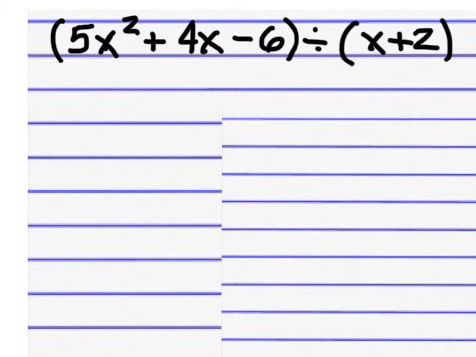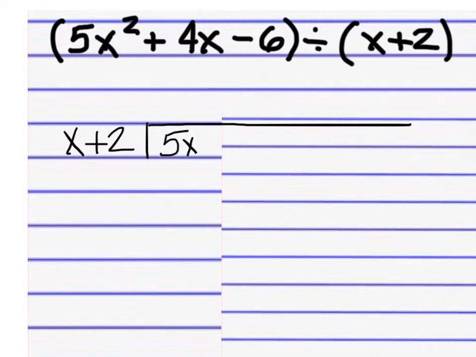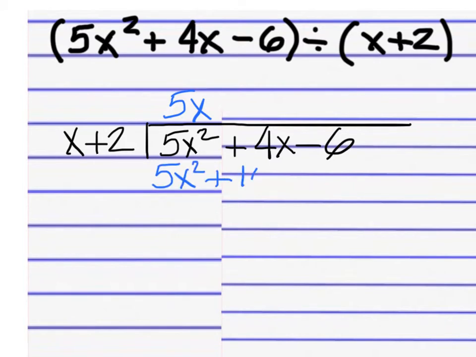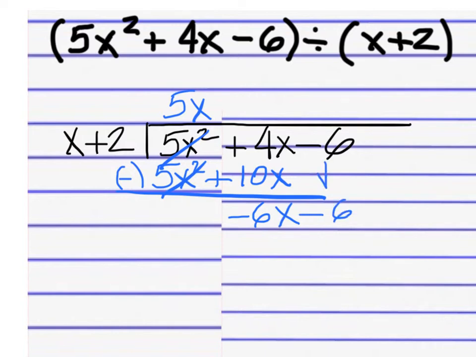First, we're going to write x plus 2. And we will divide that into 5x squared plus 4x minus 6. What do I multiply x by to get 5x squared? That would be 5x. 5x times x and 5x times 2. Put the result here and subtract. So we get 5x squared plus 10x. Subtract. Cancel. 4 minus 10 is a negative 6, so negative 6x. Drop the minus 6.